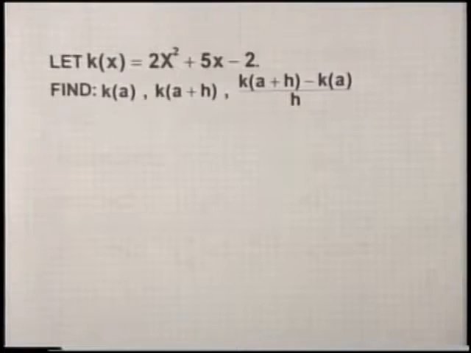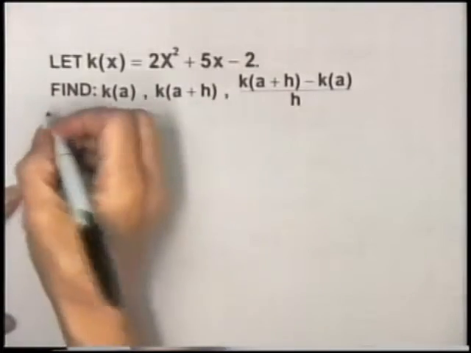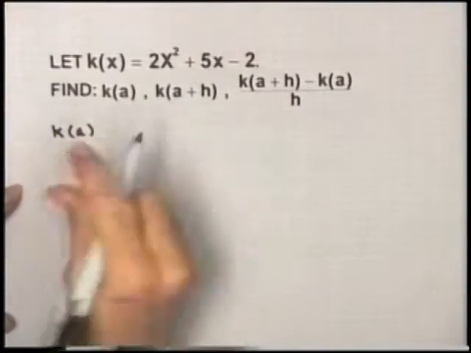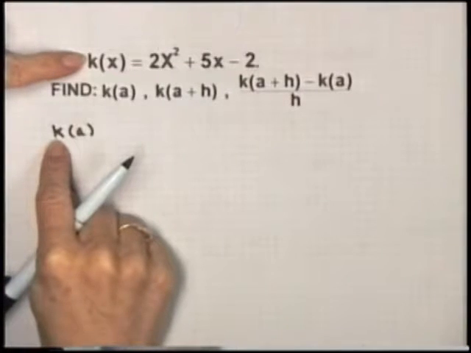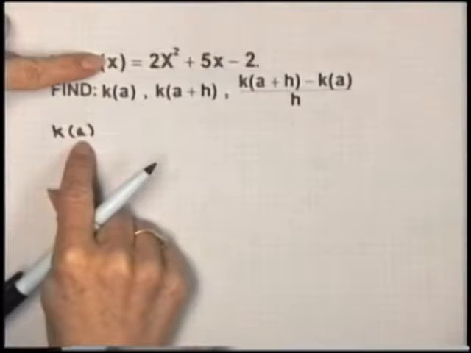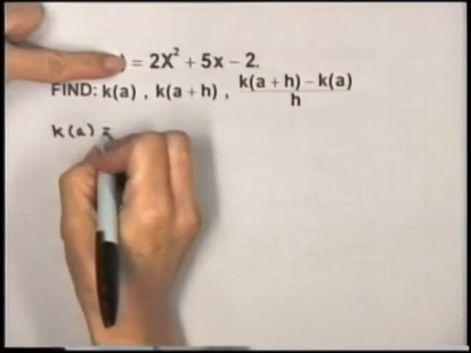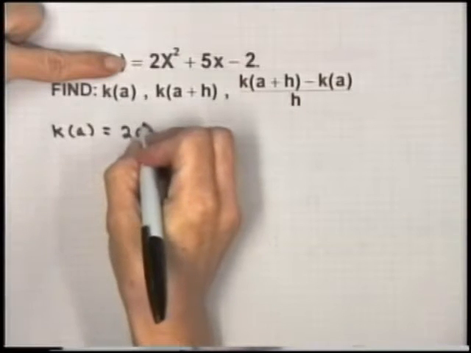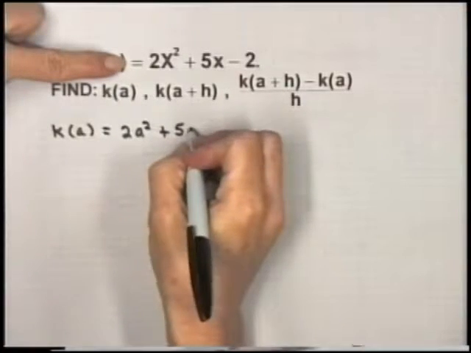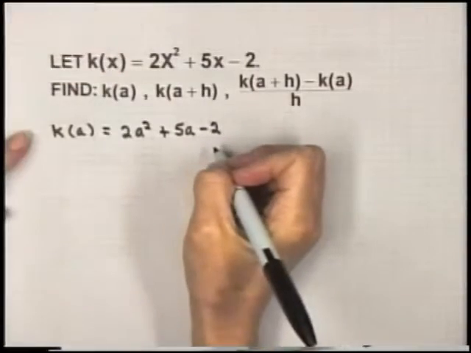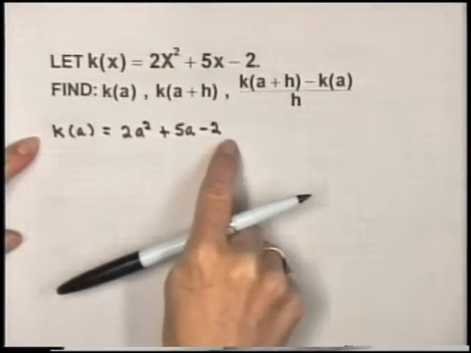Let k of x equal 2x squared plus 5x minus 2. We are to find k of a plus h, and the difference quotient, k of a plus h, subtract k of a, divided by h. Let's start here. K of a is telling me to go to this function I've identified with the letter k and replace x with a. So in this equation, I'm going to replace the x with a. 2a squared plus 5 times a minus 2. I have replaced the x with an a.